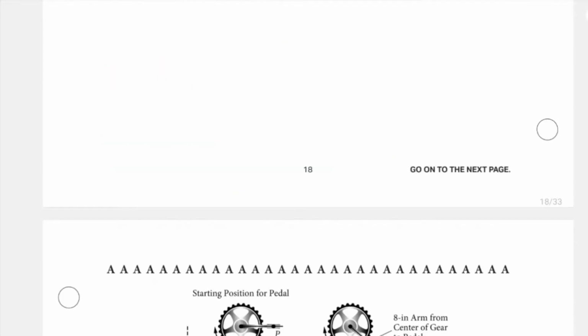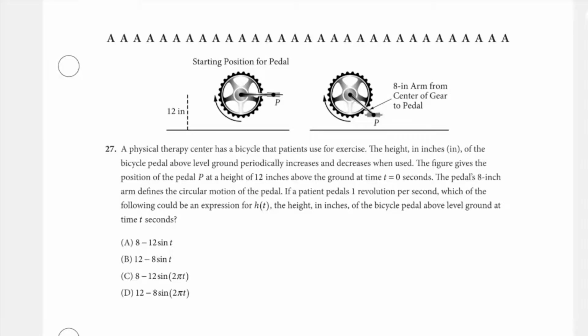There we go. Oh, yes, I remember this graphic. This is good art. A physical therapy center has a bicycle a patient uses for exercise. Really what we need to think about is the amplitude is going to be 8, because the arm can go either all the way up or all the way down. So it should be 8 sine t or 8 cosine t. And 12 is the midline, so it should be added on the outside. So I've definitely got A and C eliminated.